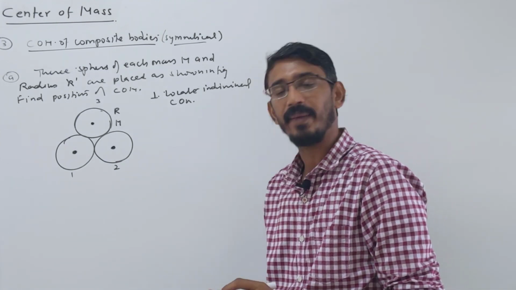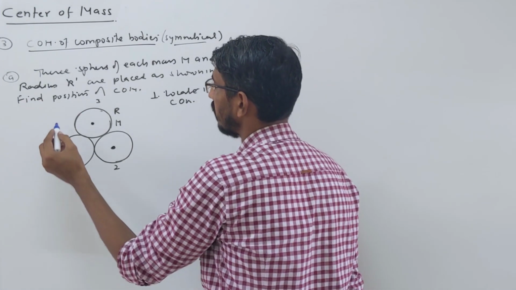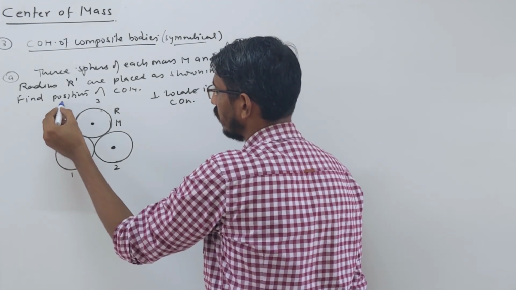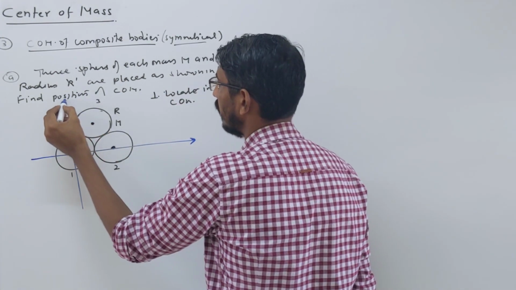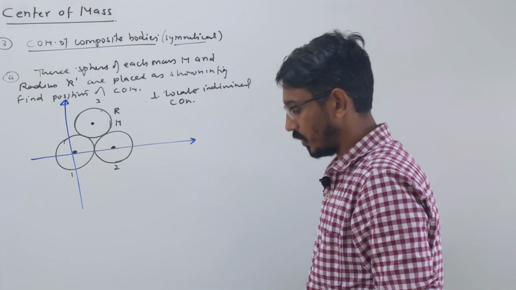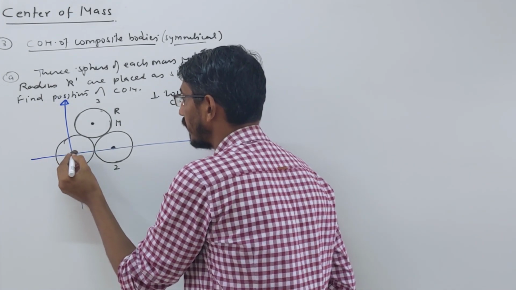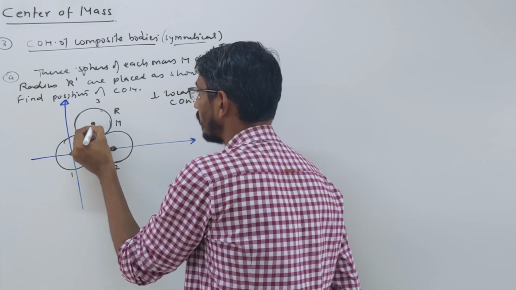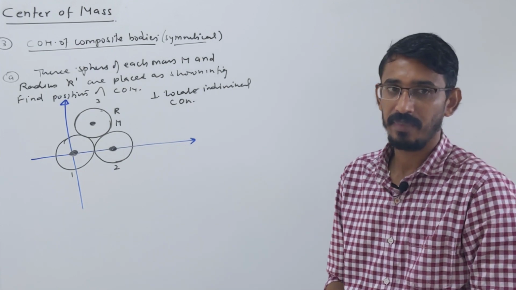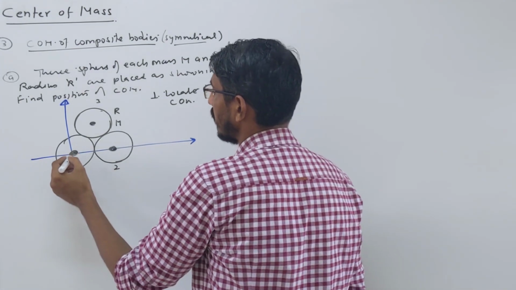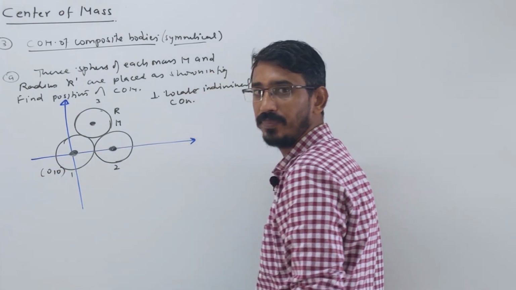Now the next procedure will be the same. Choose a coordinate system, and we choose it so that at least one mass is placed at the origin. Suppose I choose the coordinate system this way. This is my coordinate system, so this mass is placed at the origin, this is placed here, and that is placed here. Now the second step was to write the coordinates of these 3 masses. What is the coordinate of this mass? It is placed at the origin, so the coordinate of sphere 1 will be 0, 0.